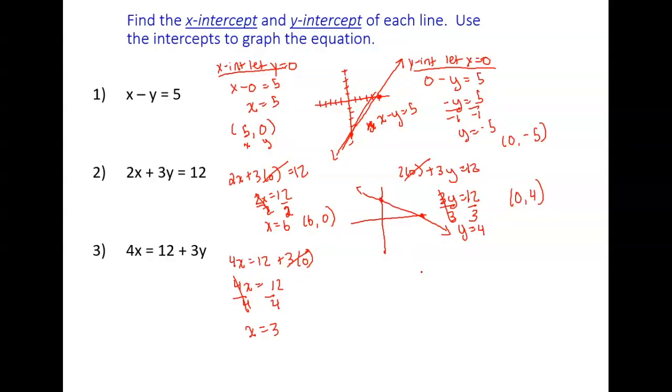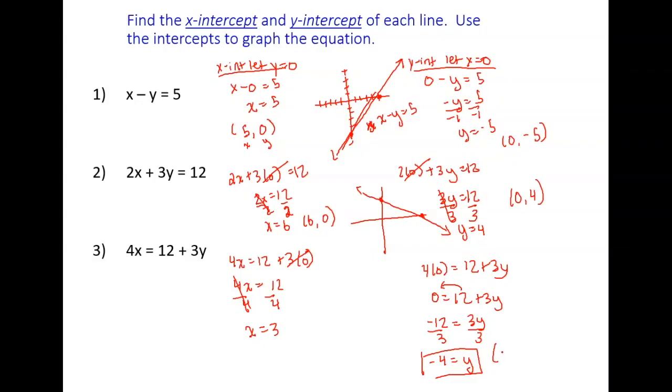Now we're going to do the same over here, but we're going to let x equal 0. Sorry, I thought I messed it up. So we have 4 times 0 equals 12 plus 3y. So now we're left with 0 equals 12 plus 3y. Let's bring the 12 over here. In order to do that, it has to become a negative 12, right? Because it was a positive over here. Divide this side by 3, divide this side by 3. So I get negative 4 is equal to y. Sorry, that means it's 0 and negative 4, and this one is 3 and 0.